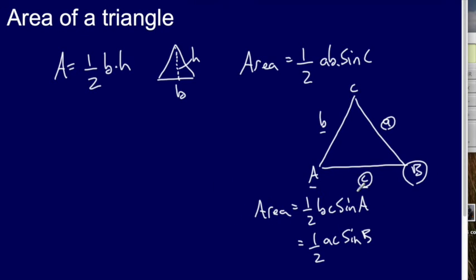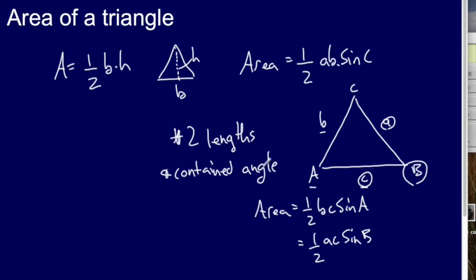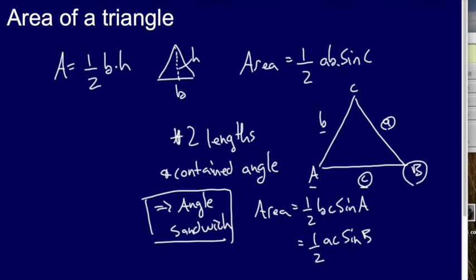So there's a couple of different ways to write it, and the easiest way to remember it is that you just need two lengths and a contained angle. What I like to call this is an angle sandwich. In order to find the area of a triangle, just remember that we need to make an angle sandwich. You'll see an example of this coming up in a second.